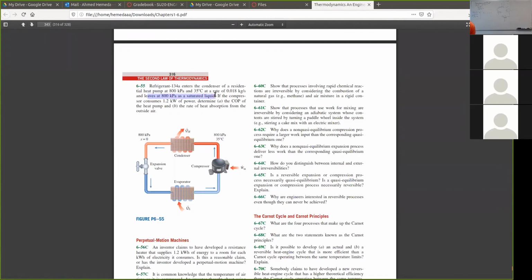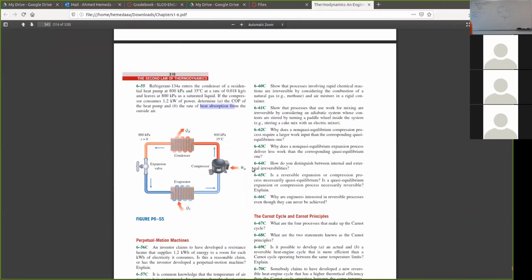Saturated liquid means what? Means 0 quality. There is no vapor. X equals 0. If the compressor consumes power, this is W dot net in. Find the COP of the heat pump, COP heat pump, and the rate of heat absorption, Q low. So I want Q high, Q low, and have this. Okay, guys.